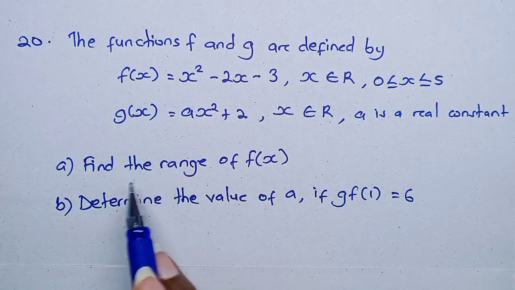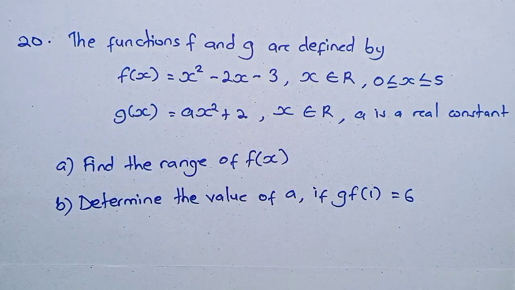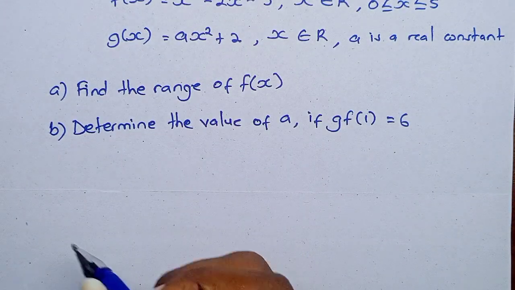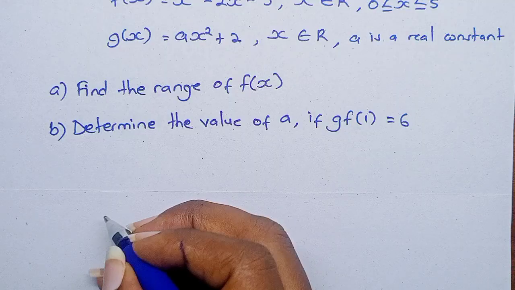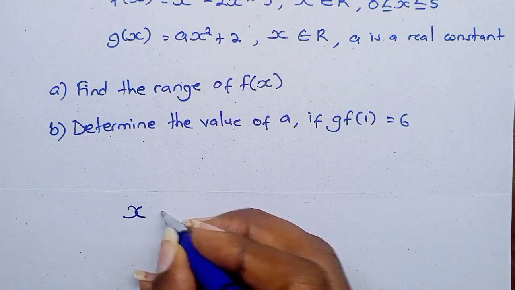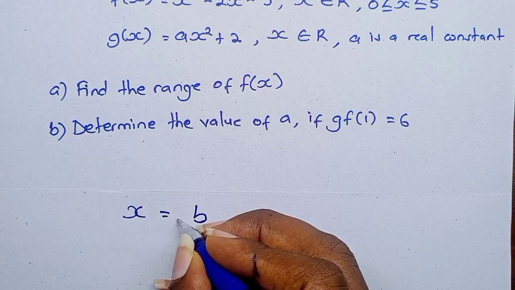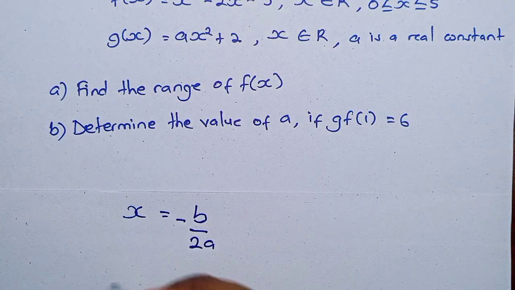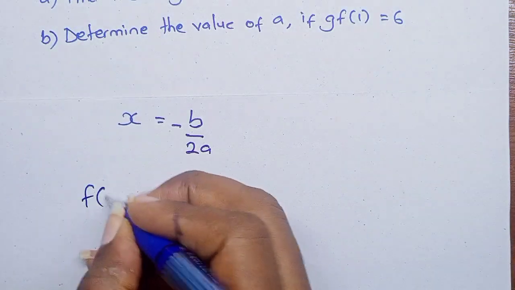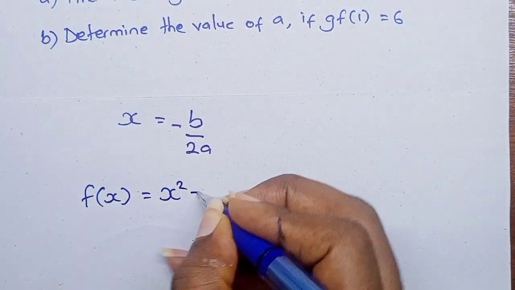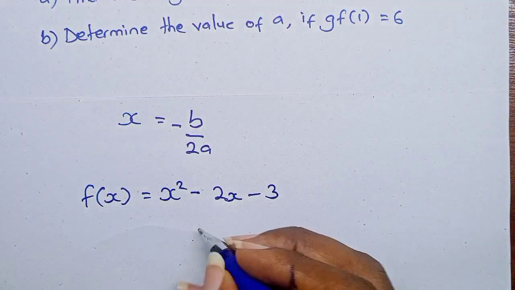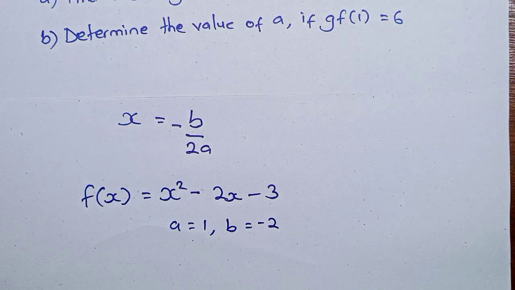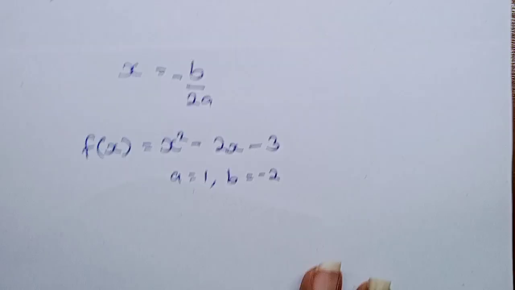So part A is telling us to find the range of the function f of x. Here we are going to first locate the vertex. And the x-coordinate of the vertex is given by x is equal to minus b over 2a. Since the function f of x is equal to x squared minus 2x minus 3, here our value of a is 1, our value of b is negative 2, and c is negative 3, but we don't need that.